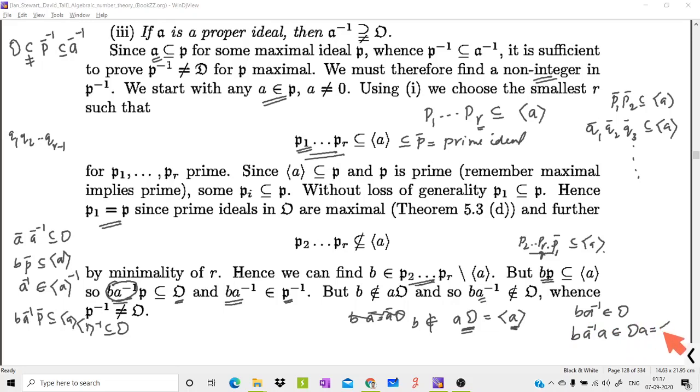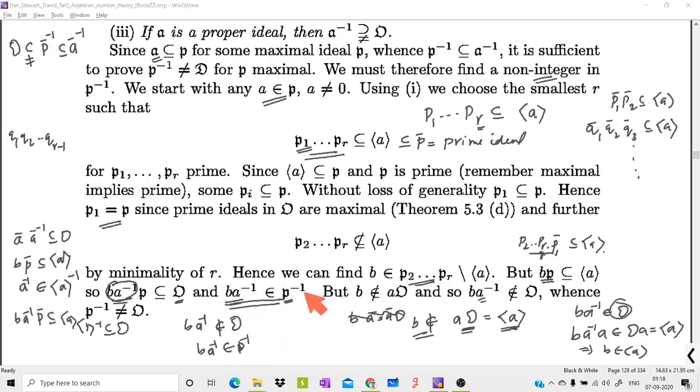Okay, this is nothing but the ideal generated by A. So that would imply B is an element of A. So we know that B is not an element of A. We can get this B A inverse never be an element of this O. Okay, so we can get an element B A inverse which is not in O, but B A inverse is an element of P inverse. Okay, so that is the result here.